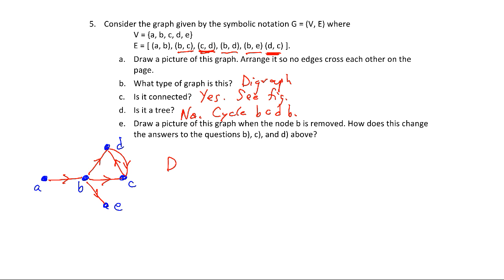Draw a picture of this graph when the node B is removed. How does this change the answers to B, C, and D above? Okay, let's draw the graph with node B removed. I've got A, and way over here I've got C, D, and E. Now, if I remove a node, I have to remove all the links that go to that node, and so I'm only left with these two links between C and D.